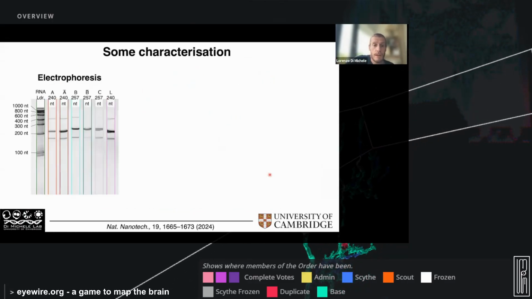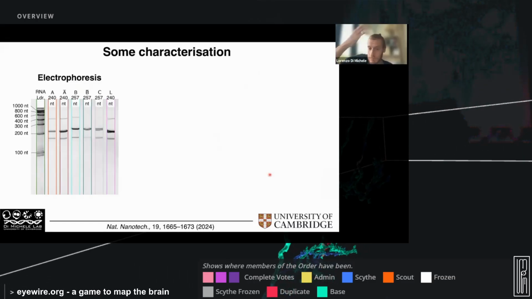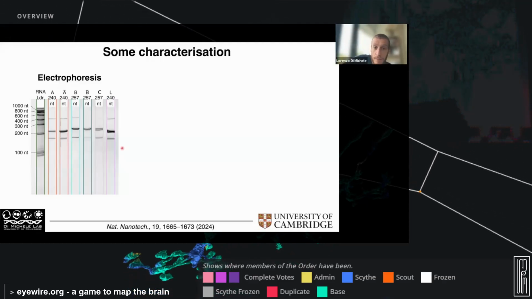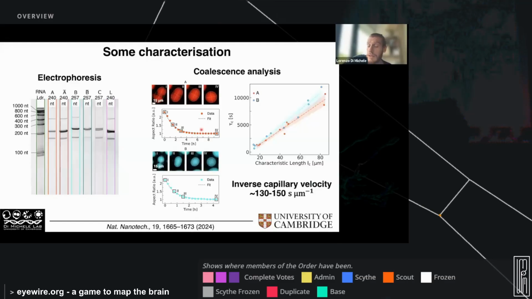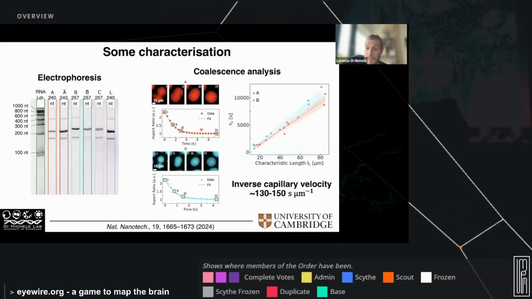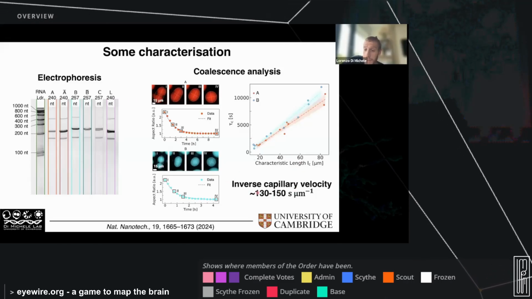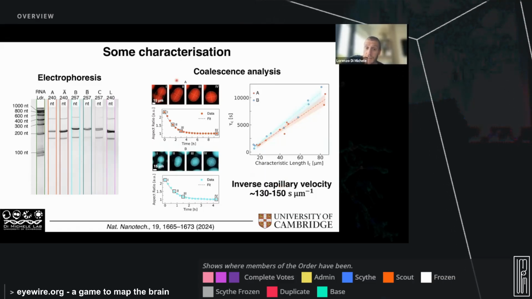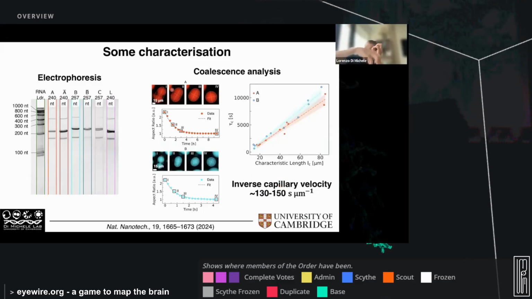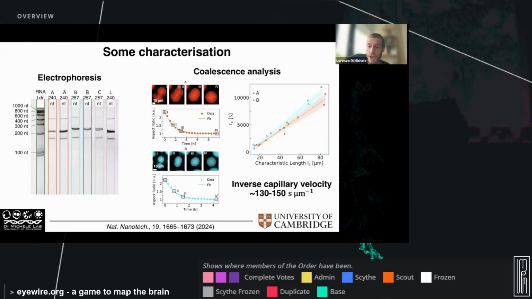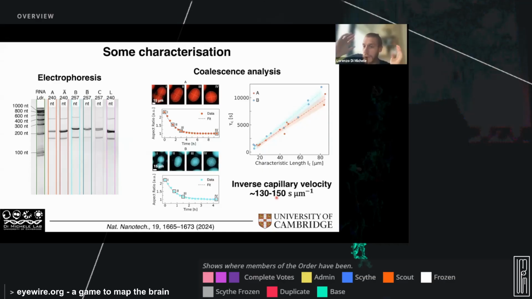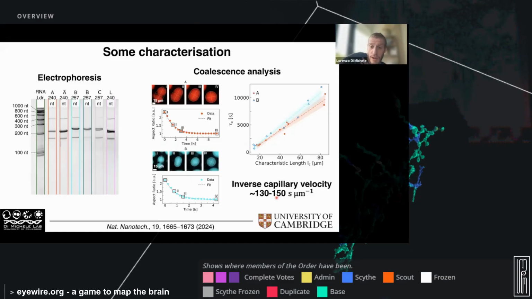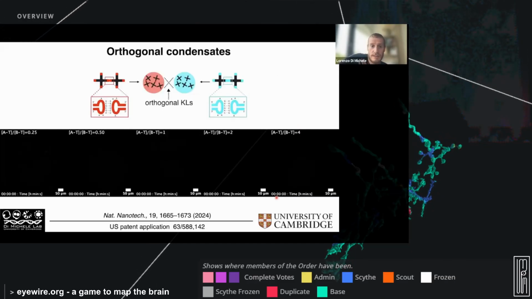I won't bother you with much of this, but you can do all of your characterization, make sure that your RNA is transcribed properly with some electrophoresis. You can look at the physical and rheological properties of these condensates. One important parameter that people often measure for these materials is something called inverse capillary velocity, that you can deduce from the rate at which two of these droplets coalesce with each other, and you can get some numbers that are sensible when you compare them with the huge range of rheological properties that you have in the biological condensates.